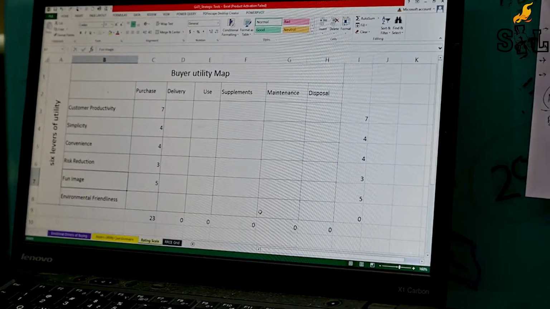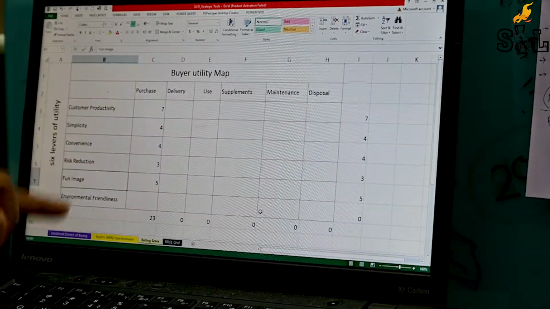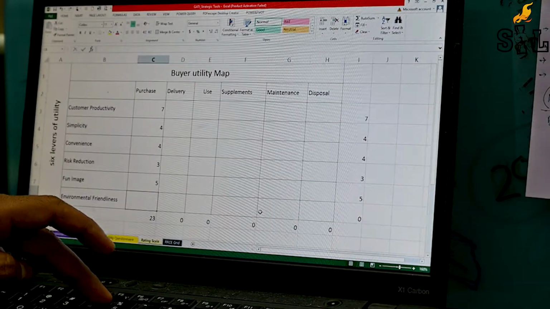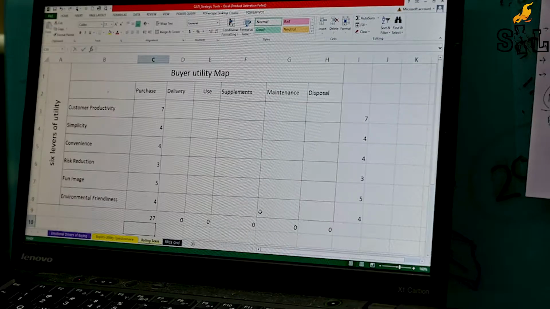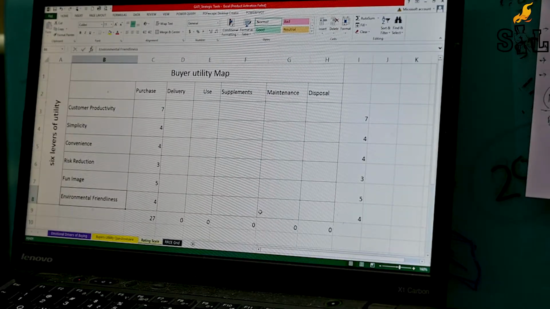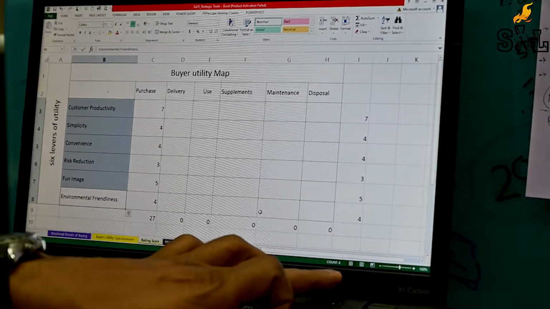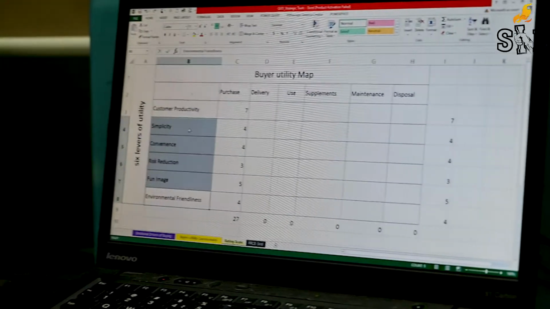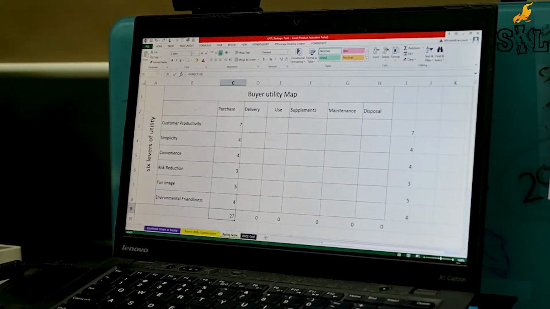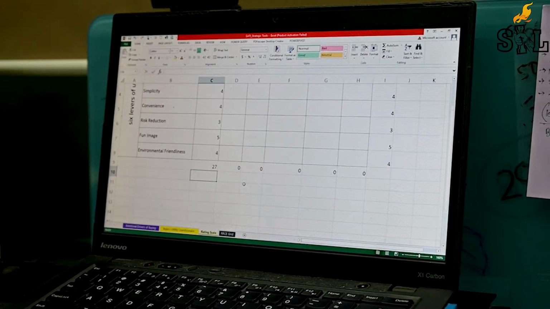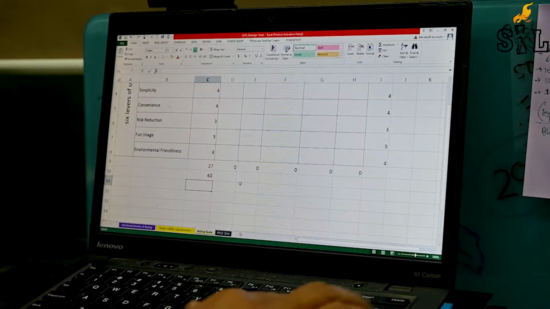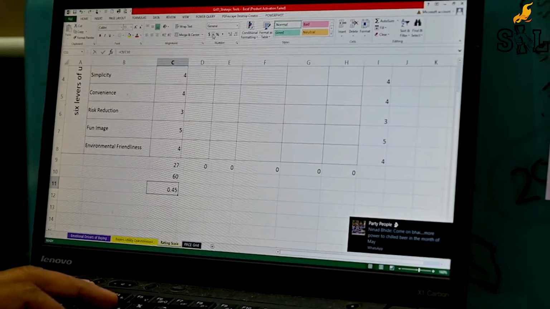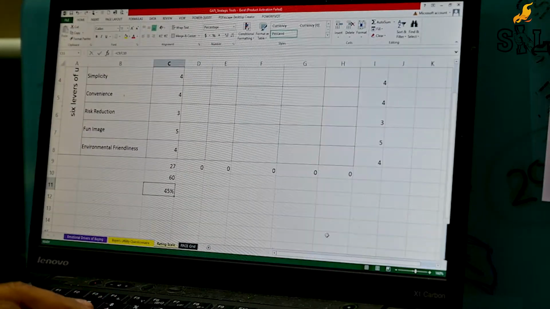Now, environmental friendliness. This is where we say the purchase is environmentally friendly. There's no paper involved in it. If there is, then probably I will rate myself 3 again. Now let's look at this. The scoring that has happened is 27 out of 60, as I have 6 parameters. So my purchase experience is 45%.